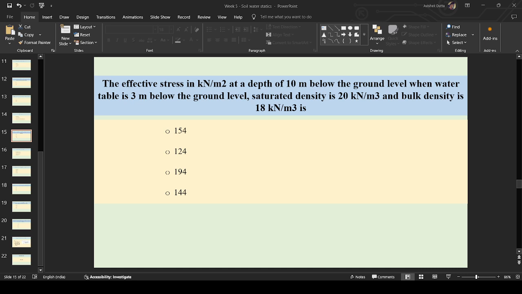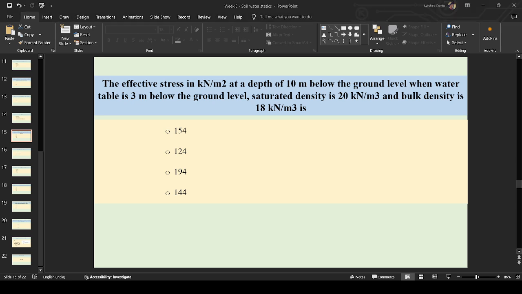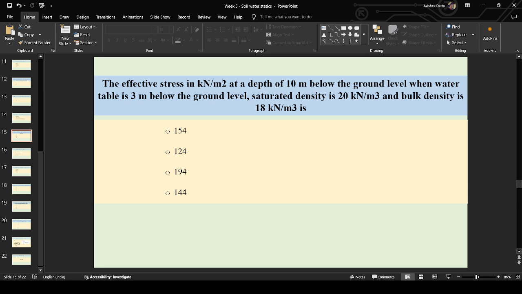Wait. This is the problem: PowerPoint, Google Meet, and then the OBS recorder, something or the other. As I was telling you one day, something or the other might have a glitch. I believe now you can see the question. Is the question visible now? Yes, sir. Okay, fine.